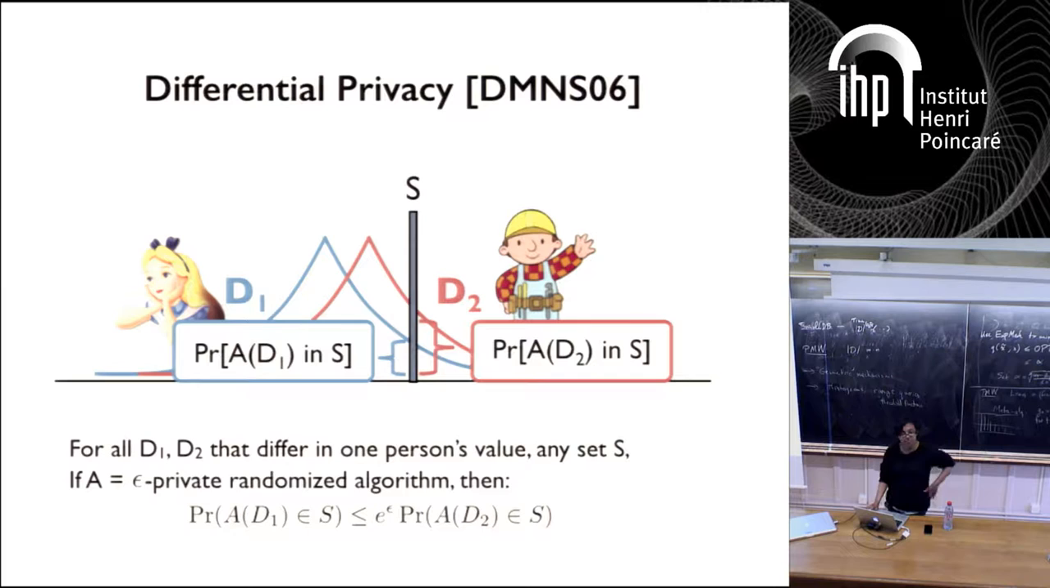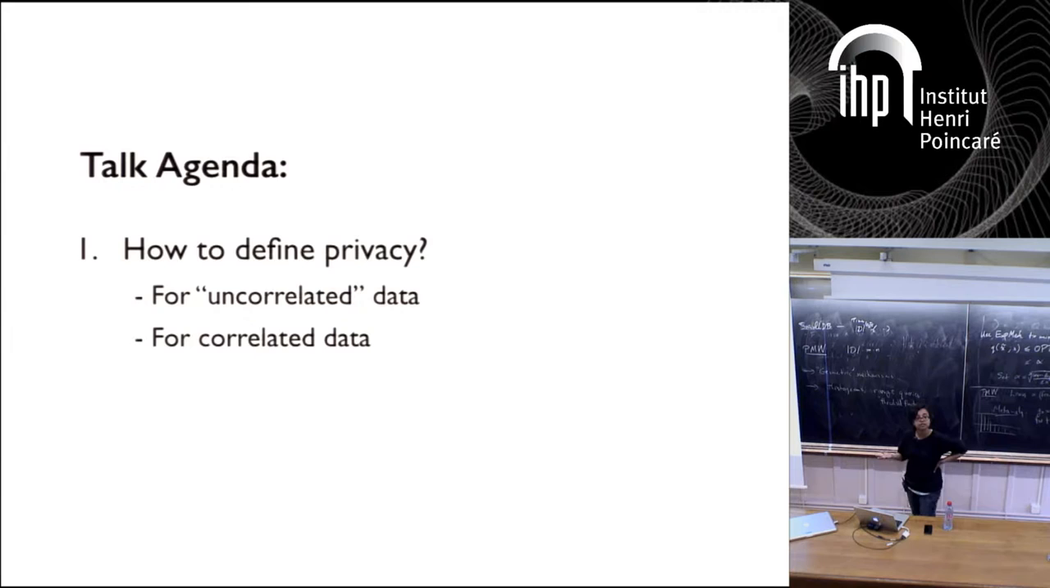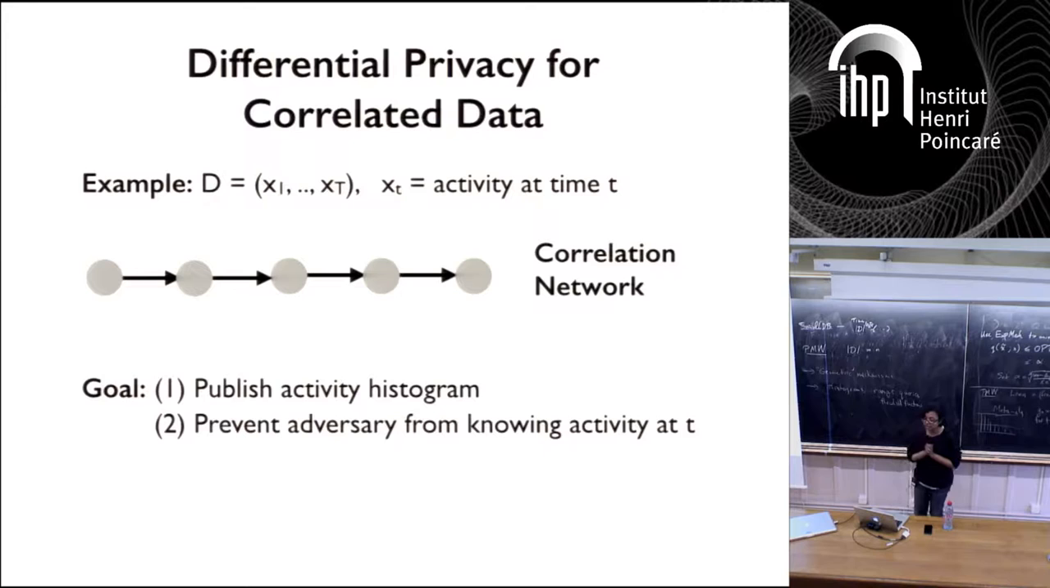Now let's look at what happens with correlated data. Here is the physical activity measurement example that I talked about a little while ago. Your data set is x1 to xT, where x sub t is the activity at time t, a discrete value which could be running, walking, and so on. What we are looking to do is publish the activity histogram, and we want to prevent an adversary who might have some prior knowledge from knowing what the activity was at a certain time t.